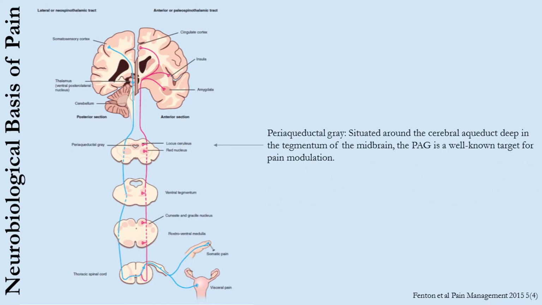Progressing up the central nervous system, we arrive at the periaqueductal gray. This is situated around the cerebral aqueduct, deep in the tegmentum of the midbrain. And the periaqueductal gray is a well-known target for the modulation of pain signals.